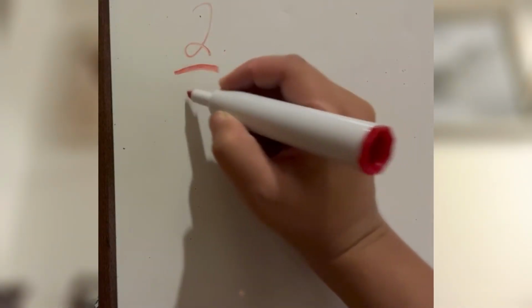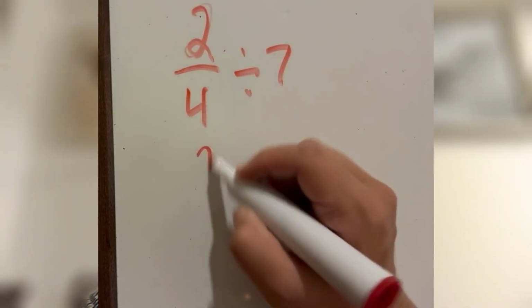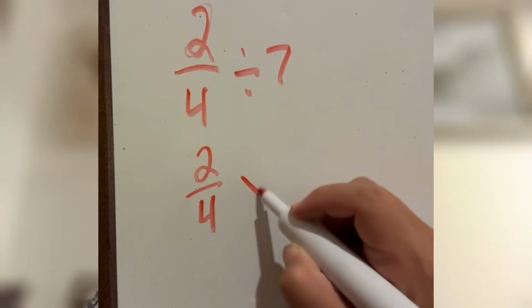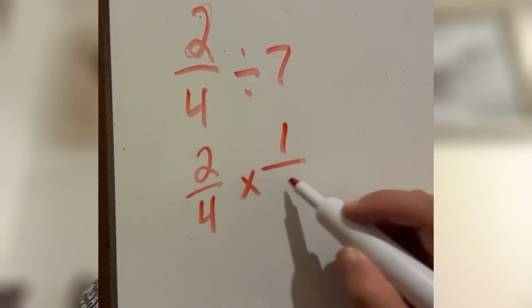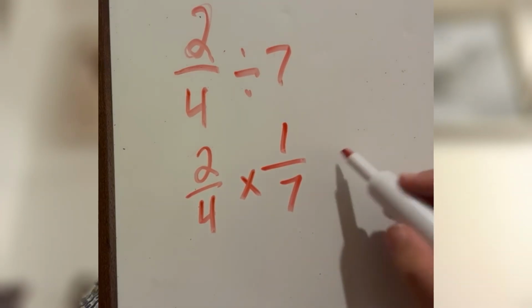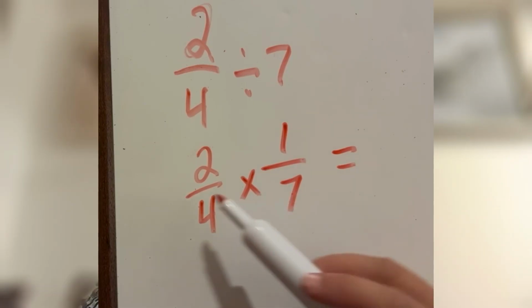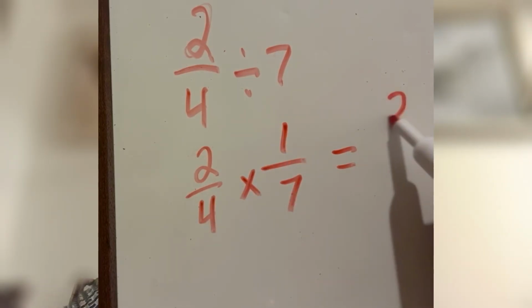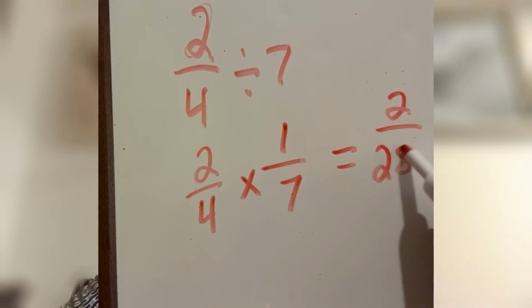Here's our third problem. 2/4 divided by 7. So again, we're going to copy our first fraction, 2/4, and we're going to put our multiplication sign. We're going to flip our second number. So we're going to get 1/7. Check the diagonals. Can we cancel anything? No. So we're just going to multiply across. 2 times 1 is going to be 2, and 4 times 7 is going to give me 28.